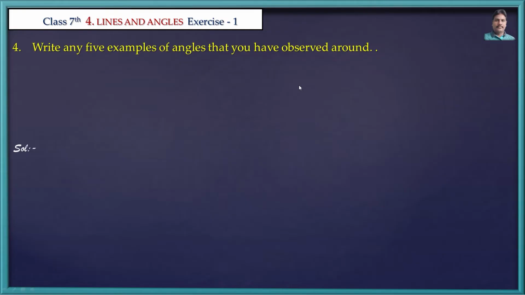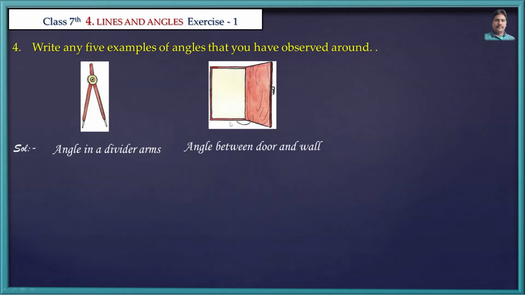There are so many examples. For example, see this, this is a divider. We can get angles in the divider arms. There is an angle between the arms of a divider. See, this is a door. There is an angle between the door and the wall.